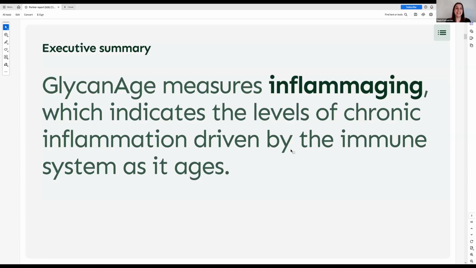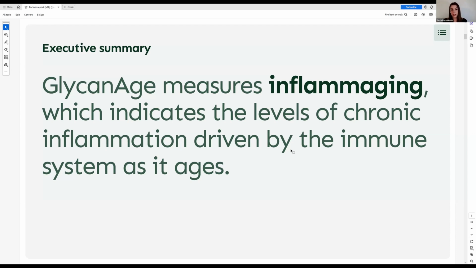Okay, just a brief introduction. I know that you are already quite familiar with what GlycanAge measures. In this test, we are measuring inflammation, and you probably all know what inflammation is. What can occur is that our immune system can drive changes related to low-grade chronic inflammation that accumulates over the years.